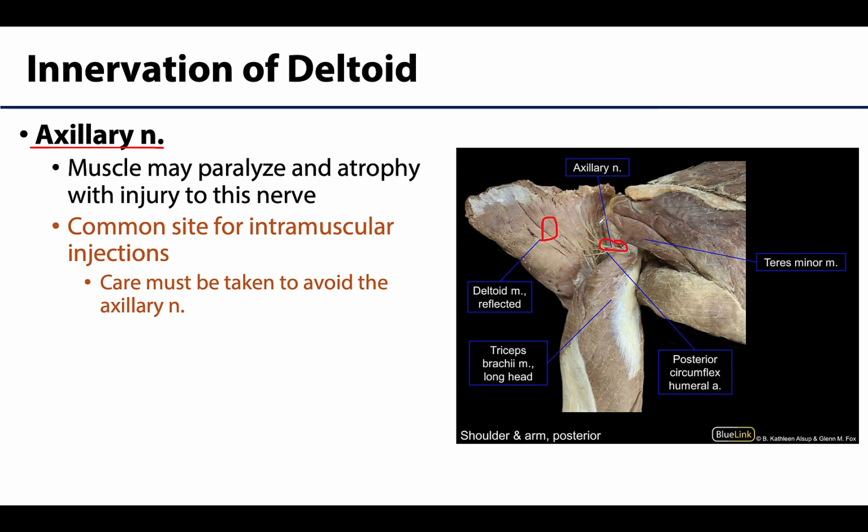One thing also to note, the deltoid muscle is a notably thick and coarse fibered muscle, and because of this and its superficial location, it's a common site for intramuscular injections. And so because of that, you need to be aware of the location of that axillary nerve deep to the muscle and take care to avoid the axillary nerve in its more posterior position.